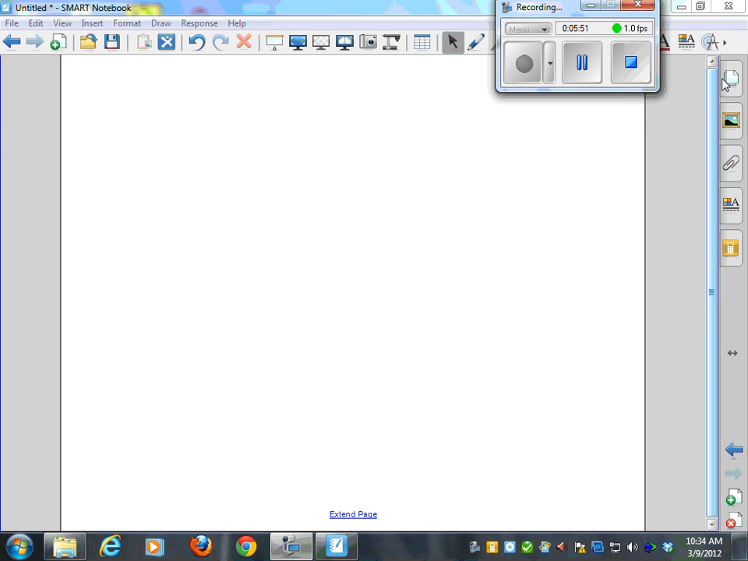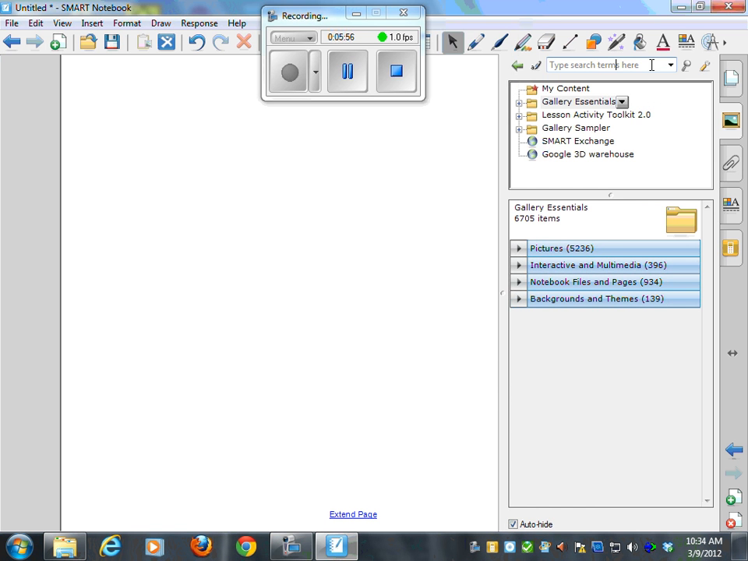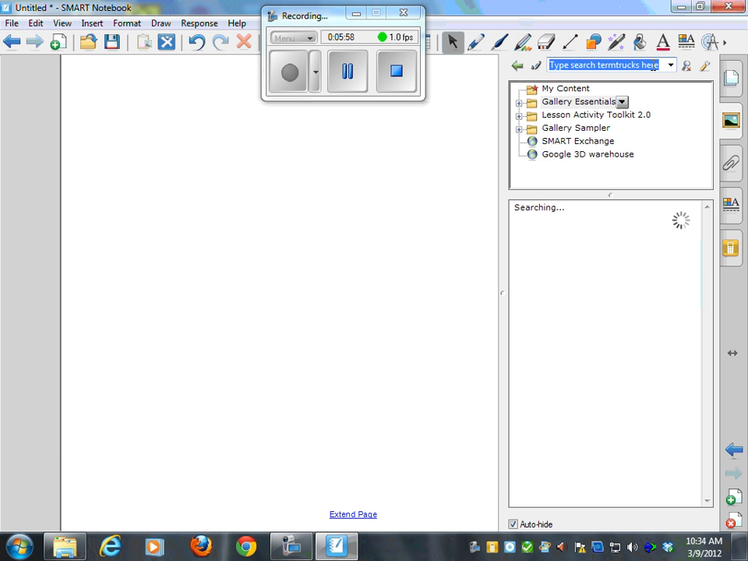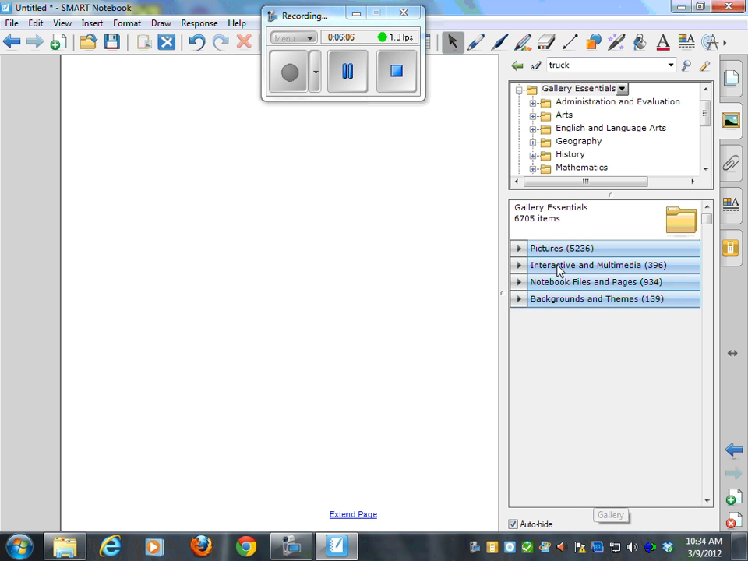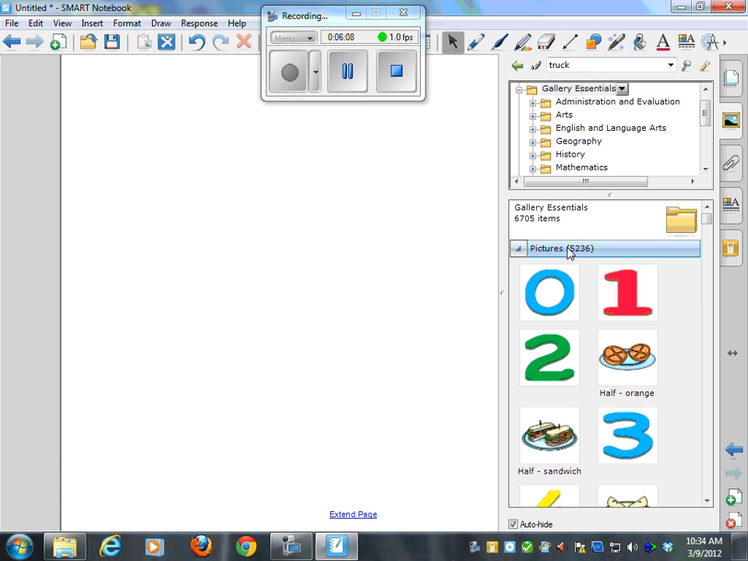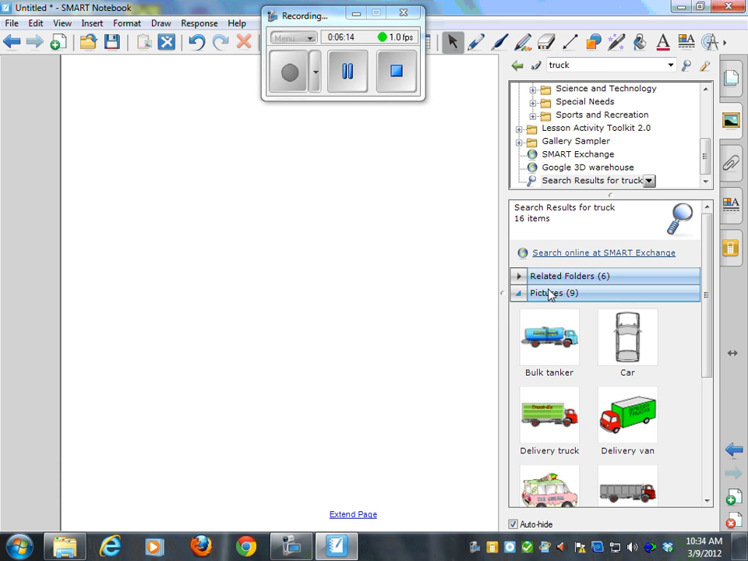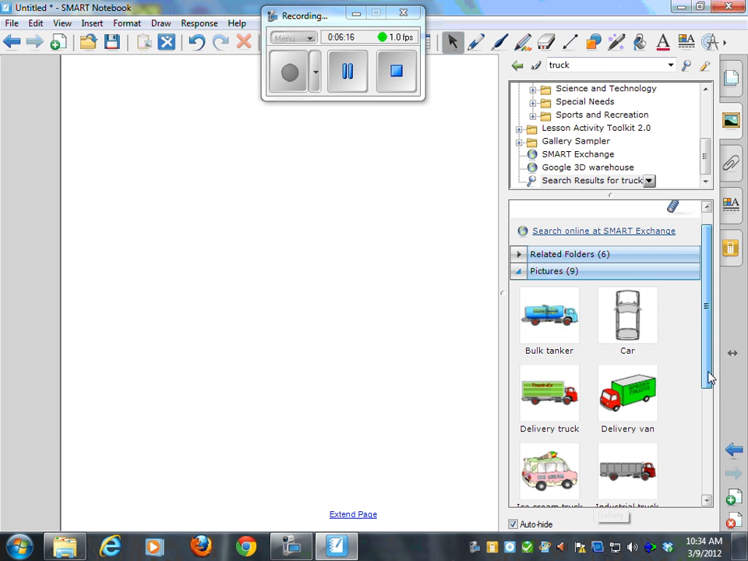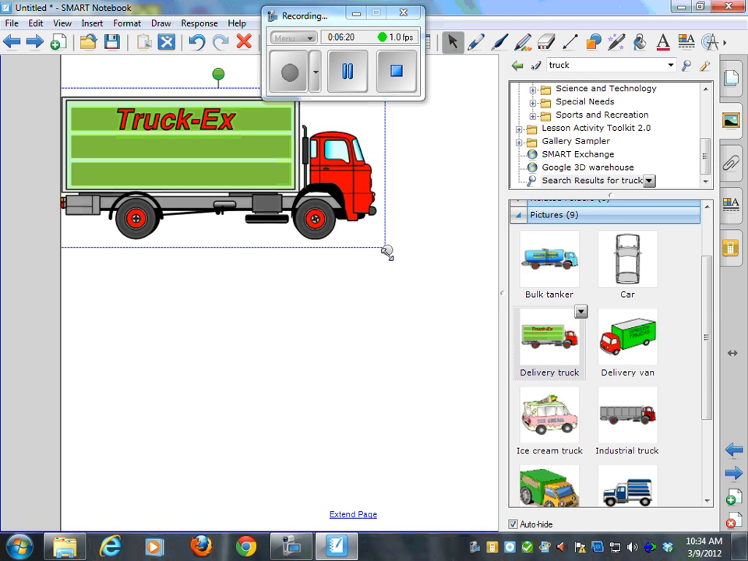Here's what I'm going to do, just to make it a little more exciting. And so I don't have to draw a truck. Oh, that's bad. I want a truck. What do you like? This one? Yes. I'll make it smaller.